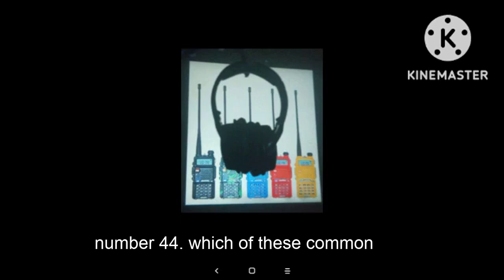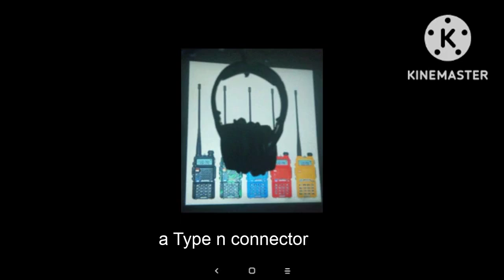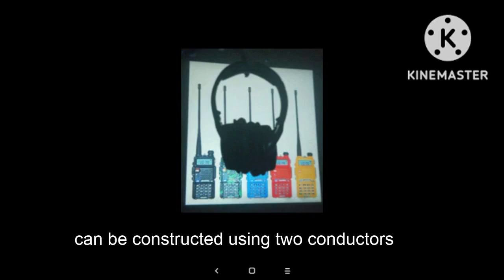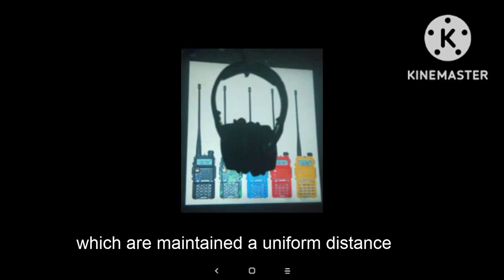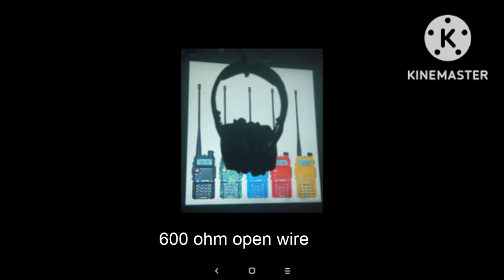Number 44. Which of these common connectors has the lowest loss at UHF? A type N connector. Number 45. What kind of antenna transmission line can be constructed using two conductors which are maintained a uniform distance apart using insulated spreaders? 600 ohm open wire.